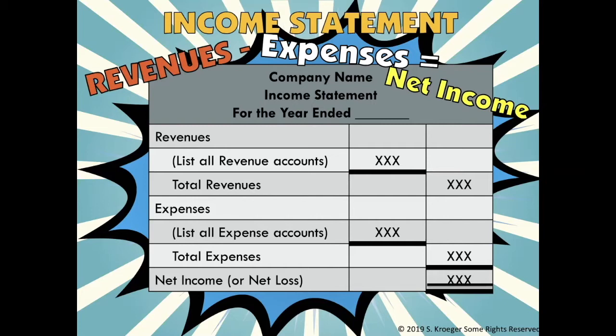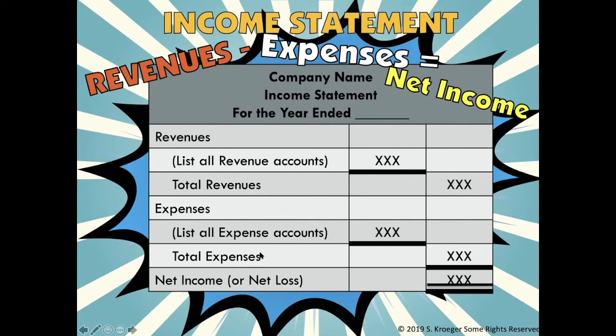Usually there aren't too many revenue accounts. Most businesses only have a few revenue streams. You would list all your revenue accounts, put in the totals on the left-hand side, and then total it on the right-hand side. Next, list all of your expenses.